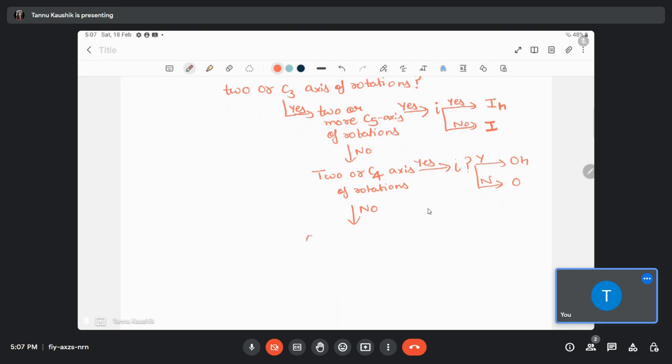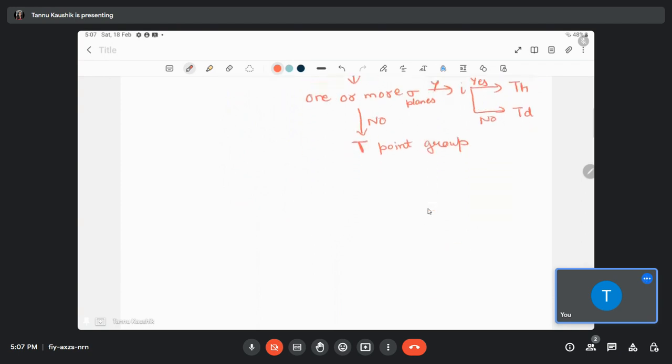And if we don't have two or more C4 axes of rotation, then we will check whether it has one or more sigma planes. If yes, then we will check whether it has an inversion center. If we have an inversion center present, then it will come under Th point group. And if not, then it will come under tetrahedral point group. And if one or more sigma planes are not present, then it will come under T point group. So this is the first part.